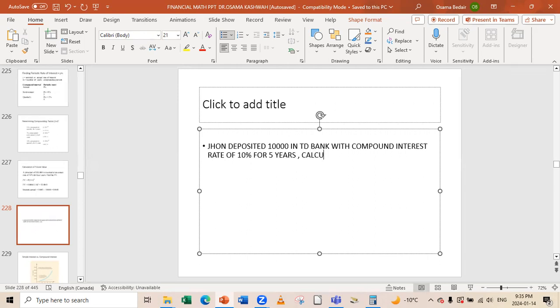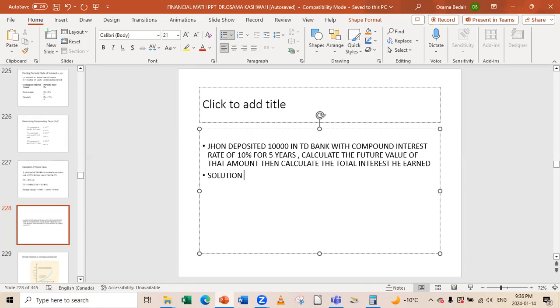Calculate the future value of that amount, then calculate the total interest he earned. It's very nice. So here I will say solution.